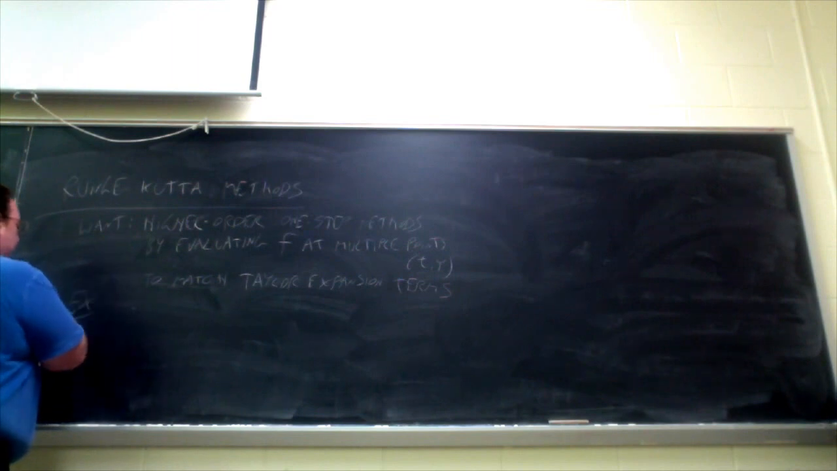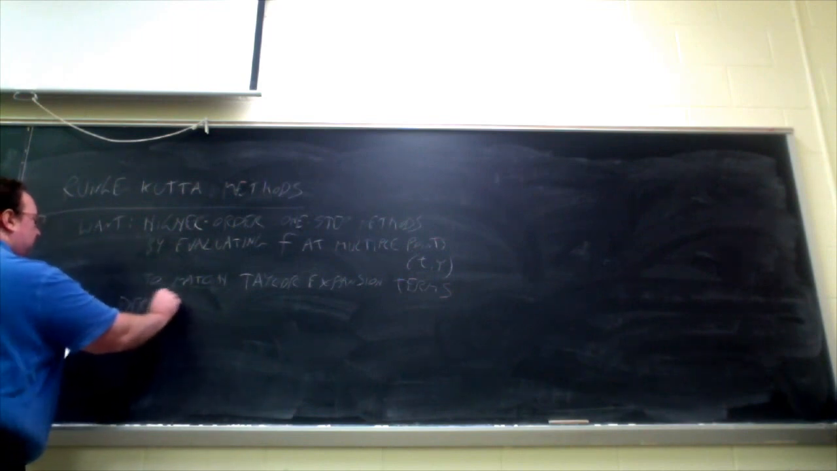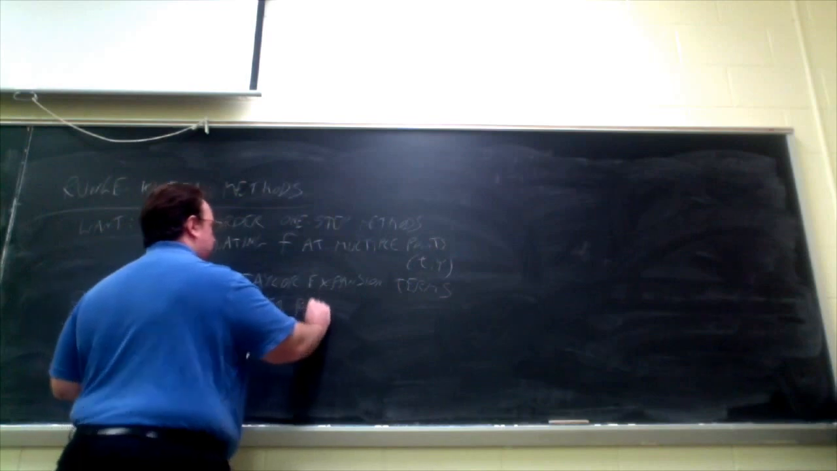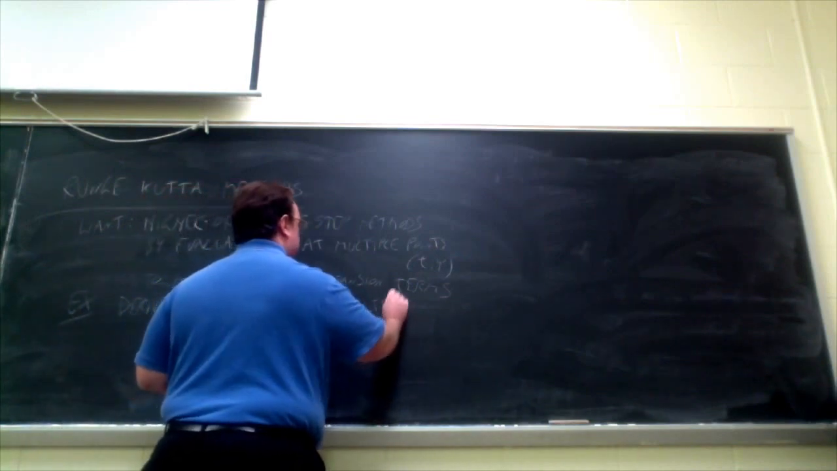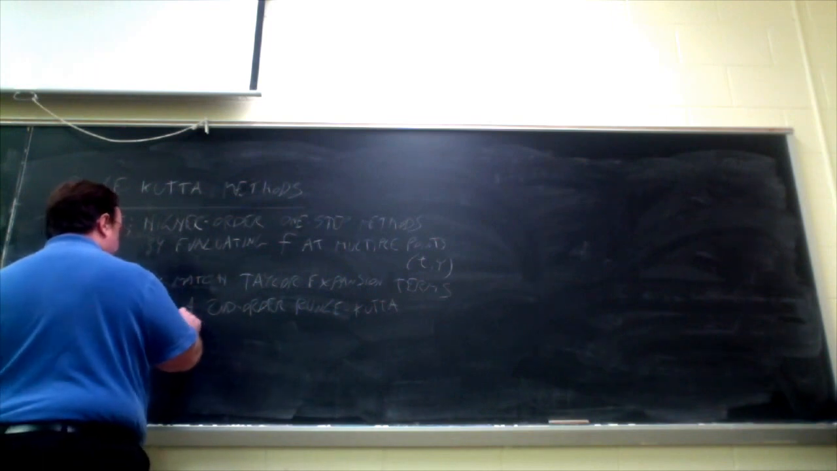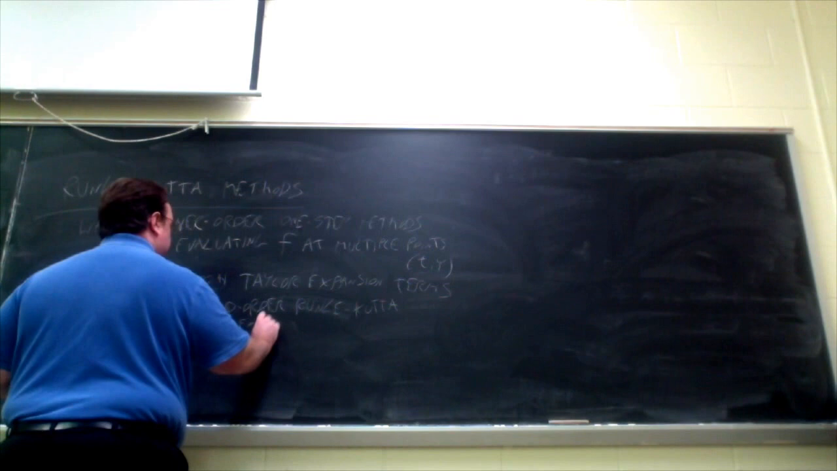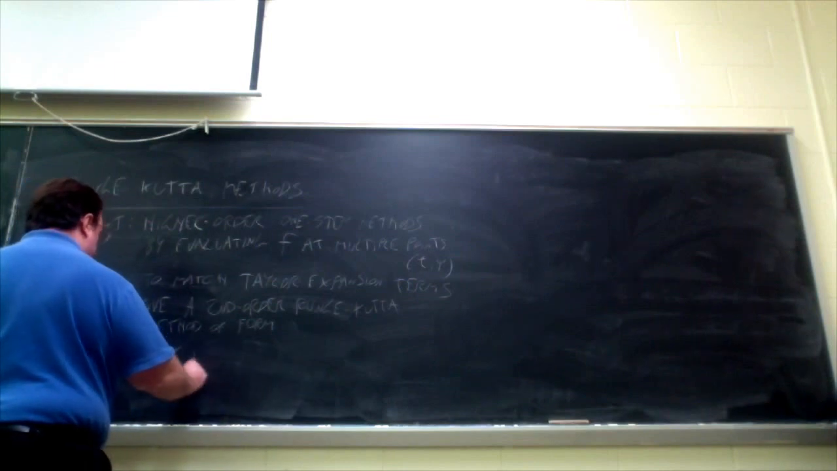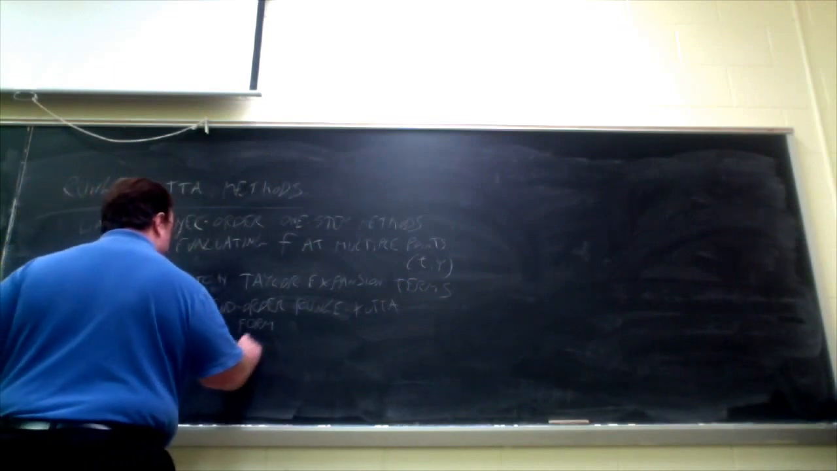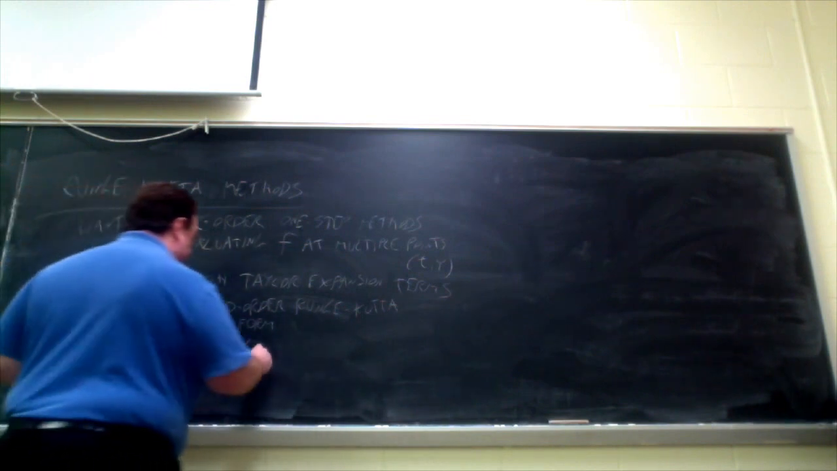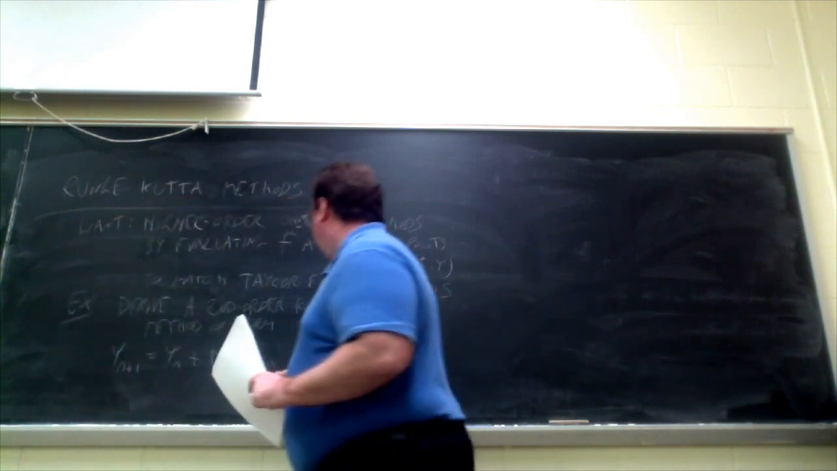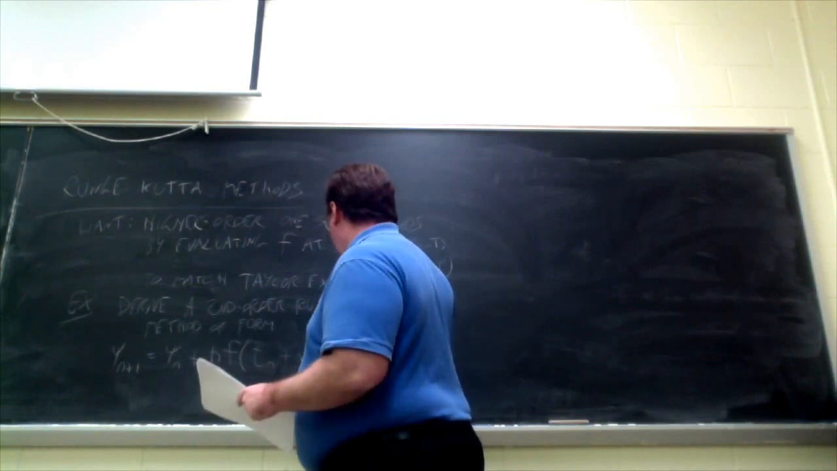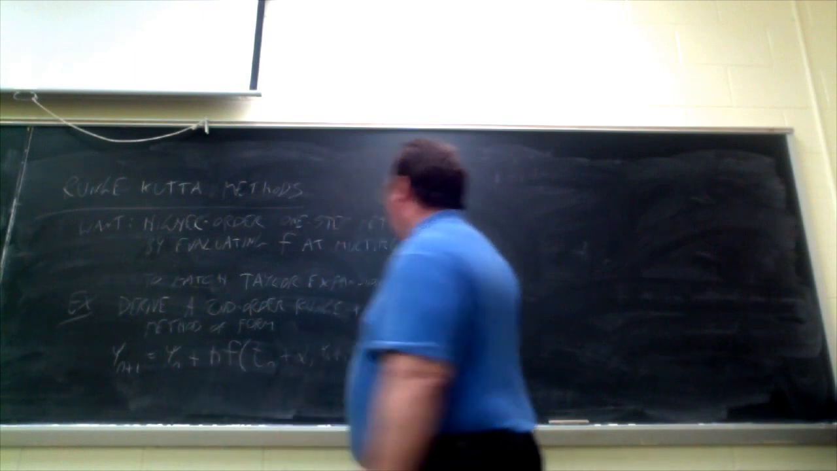So as an example, derive a second order Runge-Kutta method of this form: y_{n+1} is equal to y_n plus h f of, now instead of just (t_n, y_n) like in Euler's method, I'm going to add something to it: t_n plus alpha and y_n plus beta.